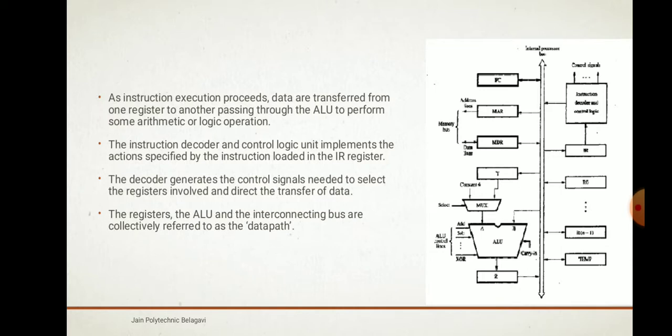Now the registers, ALU and the interconnecting buses are collectively called the data path. So registers, the arithmetic logic unit and the buses, all three together are called the data path, because data passes through these three components.